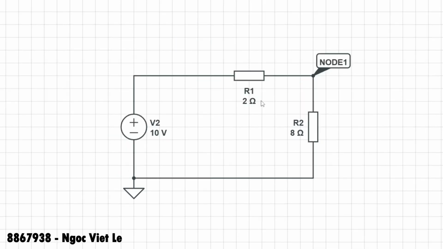Now what if the two resistors have different values? What would be the value of the voltage across each resistor? For example, how do I work out the voltage across R2 if this is set to 8 ohms and R1 is set to 2 ohms?